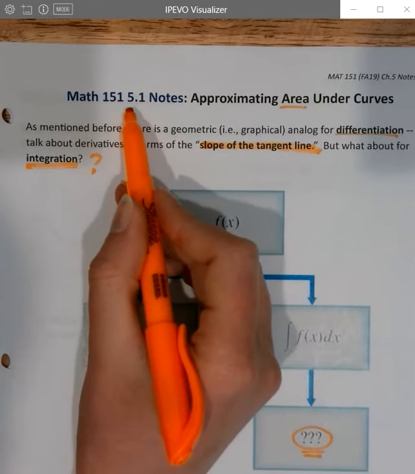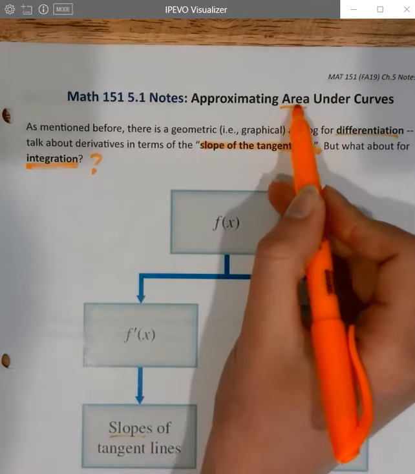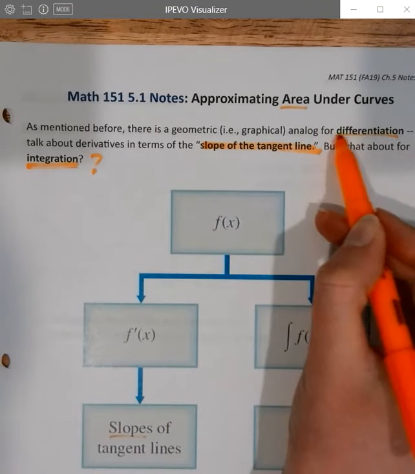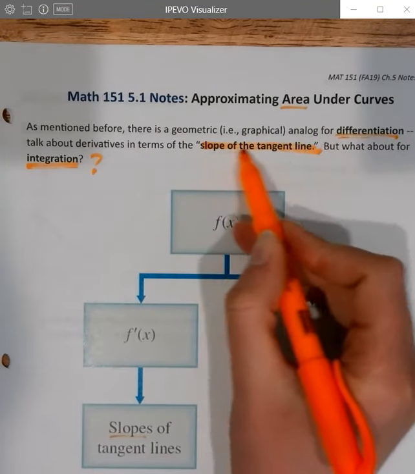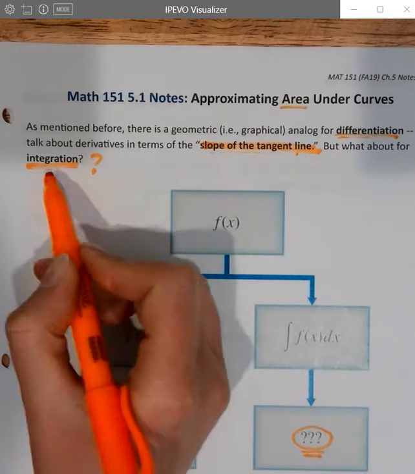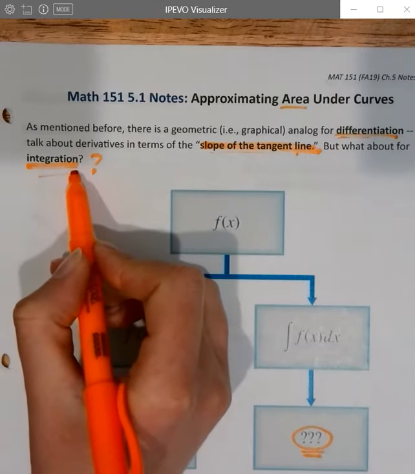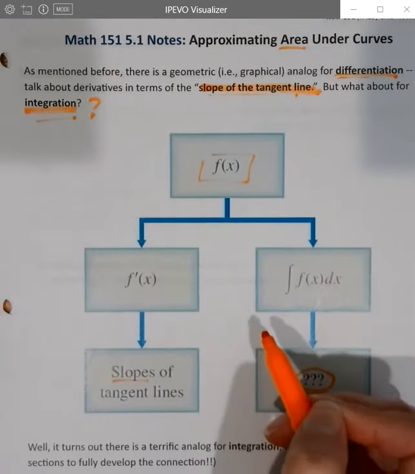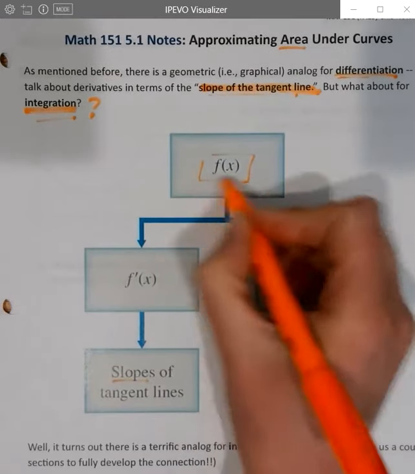We're going to take a look at section 5.1 on approximating the area under curves. We have talked a lot about applications for differentiation, such as the slope of a tangent line, but now we need to talk about some applications for integration. If we have a function f of x, we can both differentiate it and integrate it.